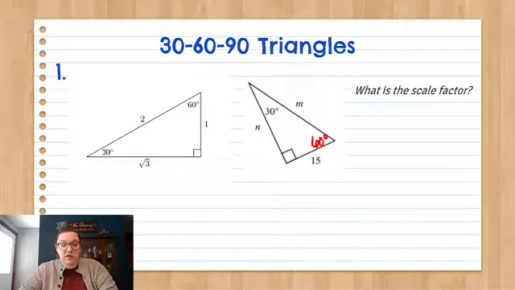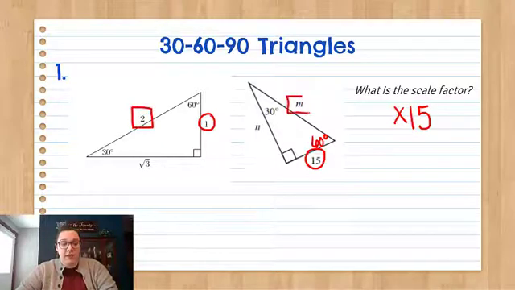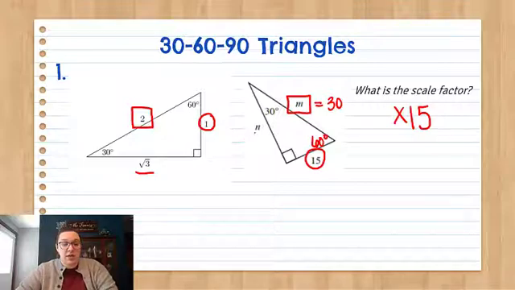The side across from the 30-degree angle is 15 on our triangle, and the side across from the 30 on the original triangle is 1. I can tell it went from 1 to 15, so my scale factor is times 15. If I know that, I can find sides N and M pretty quickly. Usually across from the 90-degree angle is 2, but now I have to multiply, so it is 2 times 15, or 30. Usually across from the 60-degree angle is root 3, but now I have to multiply and it's 15 root 3. That's it for these kind of problems, guys.